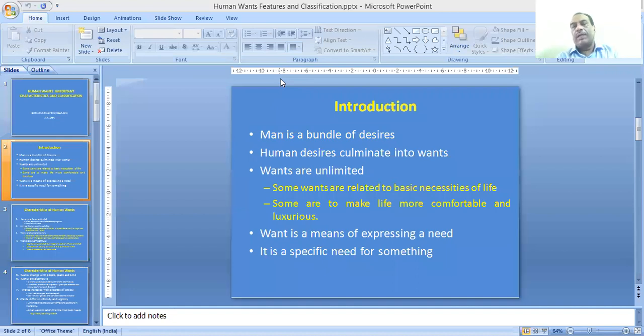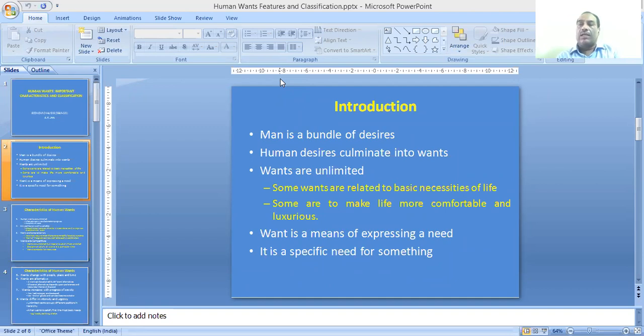Now you might have heard several times, man is a bundle of desires. So a man has so many desires. And human desires culminate into wants. When we have desires, we express it in terms of human wants. And wants have very peculiar characteristics. Wants are unlimited. We have unlimited wants. We have wants after wants. We want food. We want good clothes. We want to live a good life.